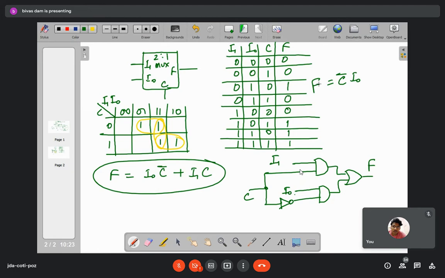But in case C is equal to 1, what will happen to the output? I1 should go. That means in the presence of C, I1 will go to the output. Now, the C value may be either 0 or 1. So the output can be either C bar I0 or C I1. So that's the thing we have got here through the truth table, Karnaugh map minimization and function realization. So from this multiplexer logic also, I can straightaway arrive at this.